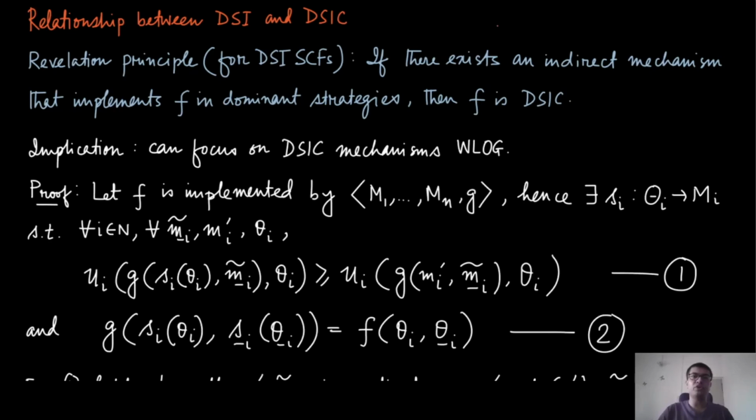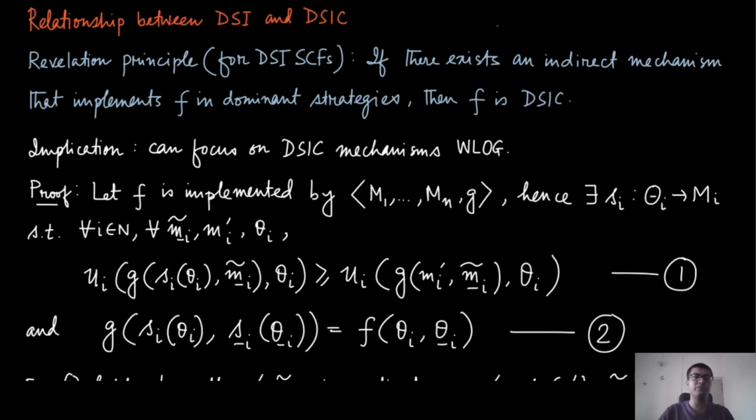In the previous module, we defined two kinds of implementability. One is the indirect implementation, which we call dominant strategy implementable. The social choice function was dominant strategy implementable using an indirect mechanism. And the other one was a direct mechanism, which is dominant strategy incentive compatible.